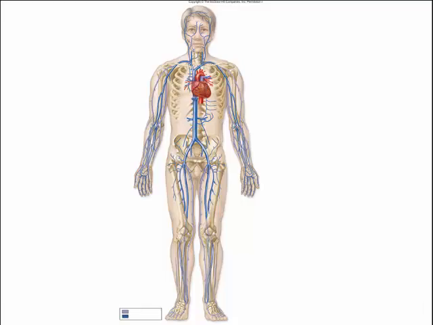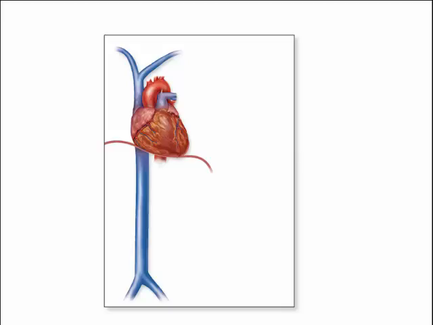This is an overview of the human veins using the images from the McKinley textbook. Here you see the systemic veins, all of which will drain into the right atrium. In this view of the heart, you can see that the superior vena cava drains blood from above the diaphragm, and the inferior vena cava drains blood from below the diaphragm.